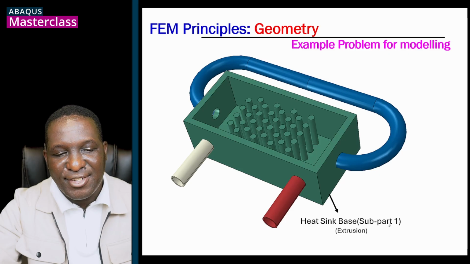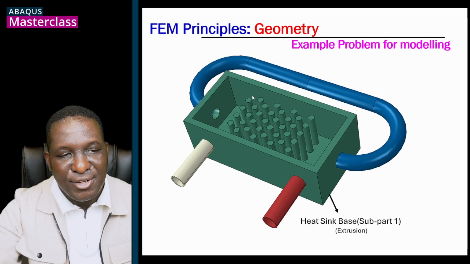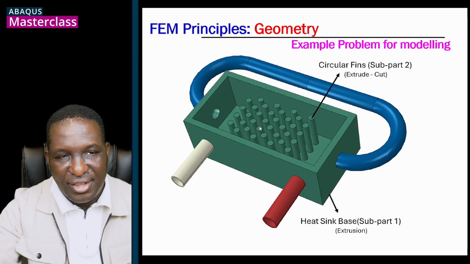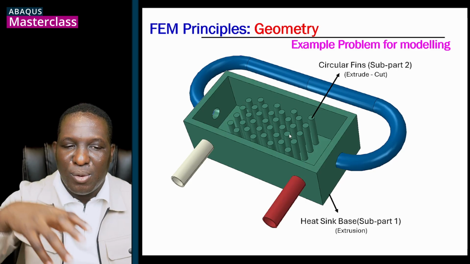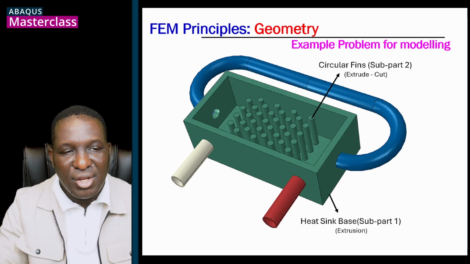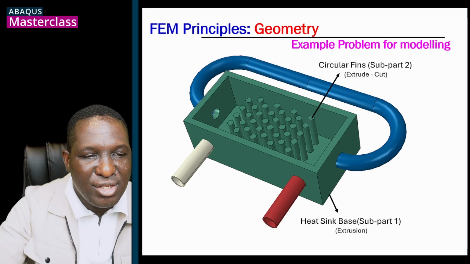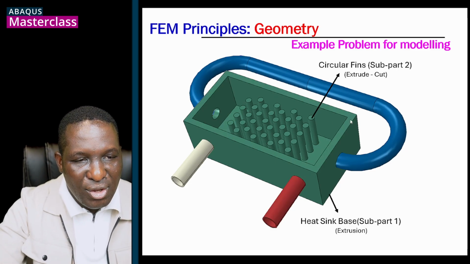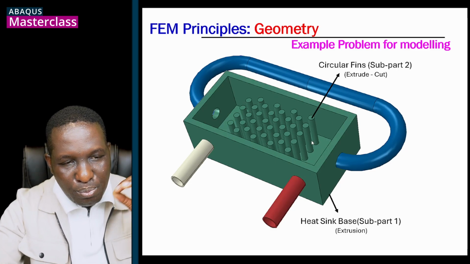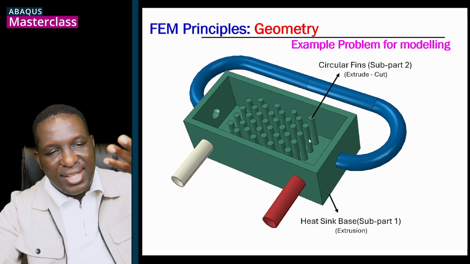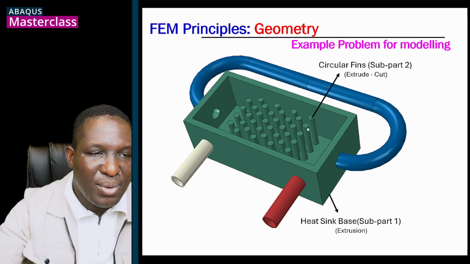I call it subpart 1, and I basically create that. There's also a subpart 2, which is the fin, which will be created using an extruding operation. So they are both extrusions, slightly different ways of doing them. For this one you have to create and push, and for this one you have to create and pull up, but I will illustrate that when we get into ABAQUS.